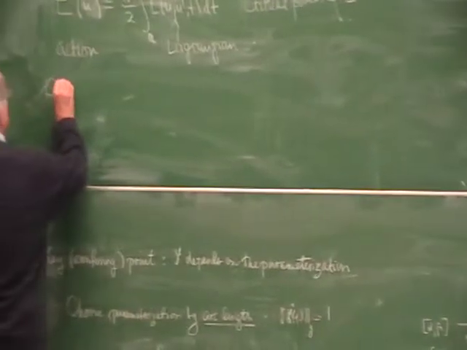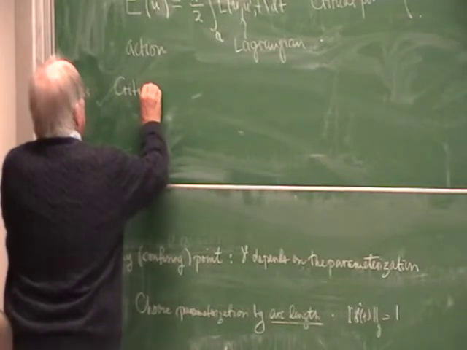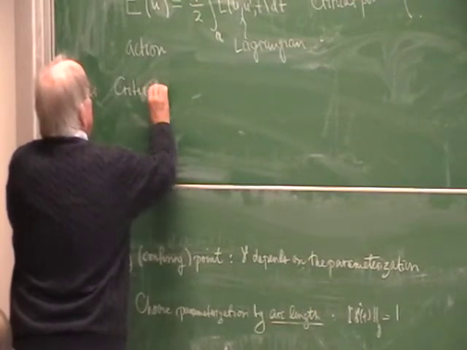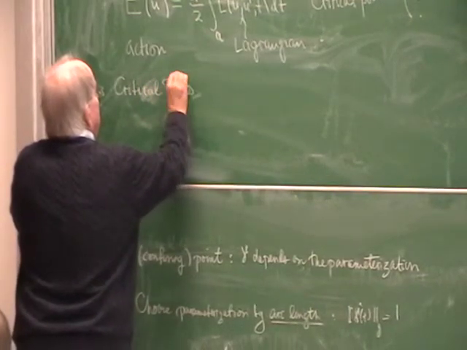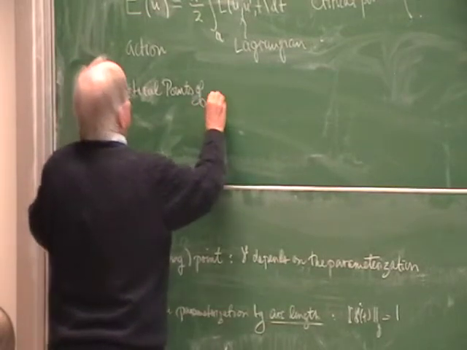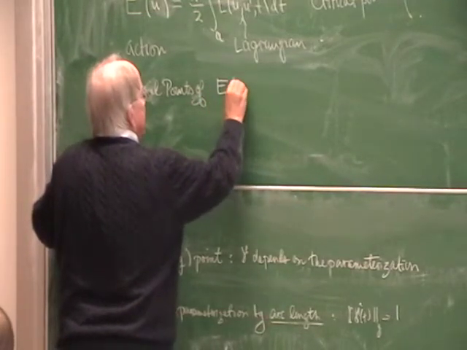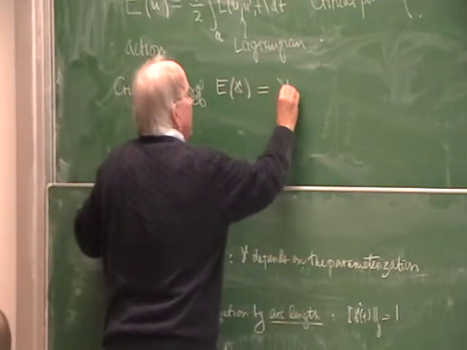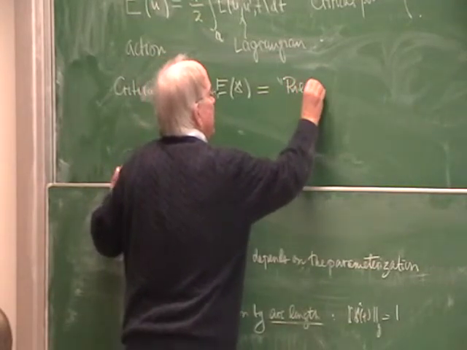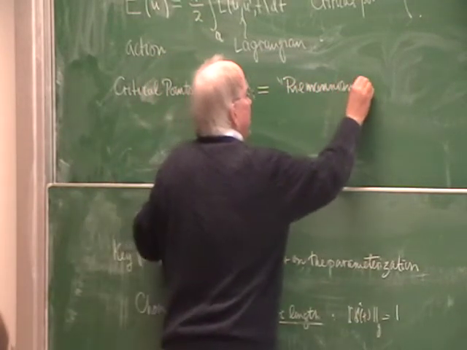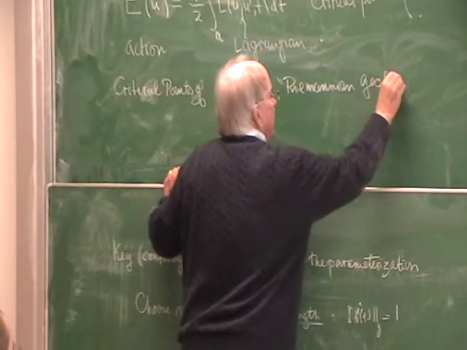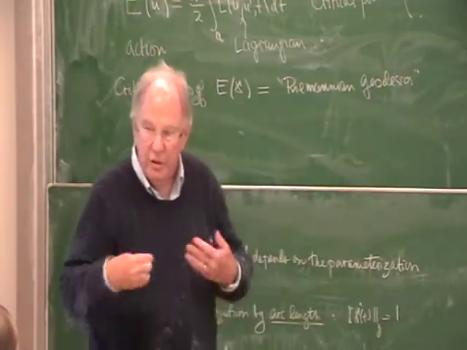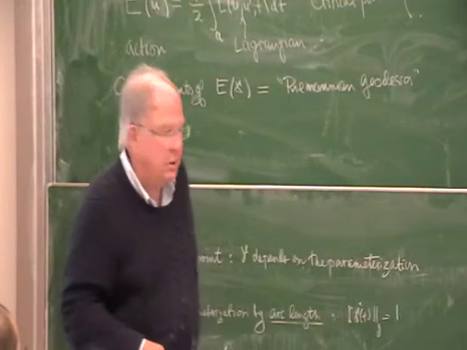So, critical points. What is called critical? Of the energy integral, so let me just write it as above. They are called Riemannian geodesics. For the obvious reason, because I use the Riemannian metric to define those geodesics, right?